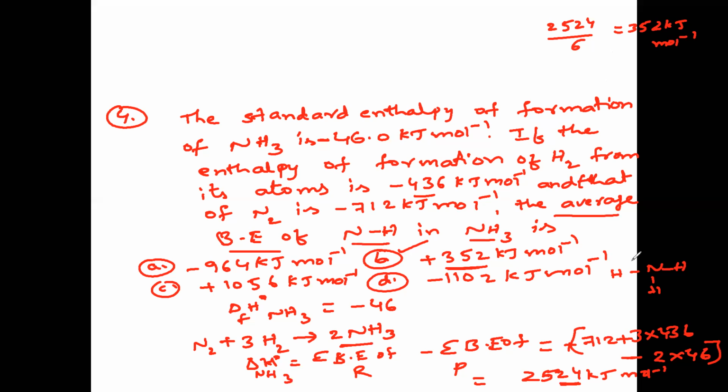In total, we are getting 2 moles of ammonia. In 1 mole of ammonia we have 3 NH bonds, so in 2 moles we have 6 NH bonds. So the average bond enthalpy of NH is the total for formation of ammonia divided by 6. I hope it is clear. This is a very, very important question.